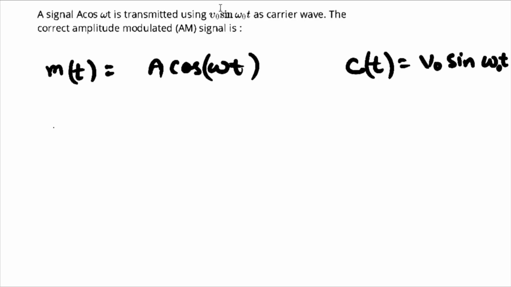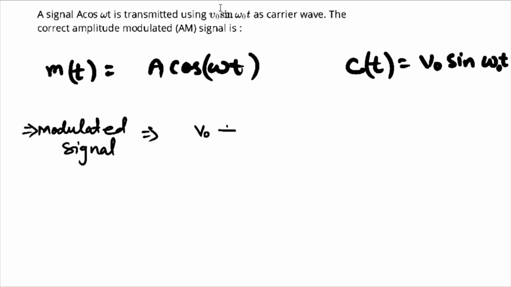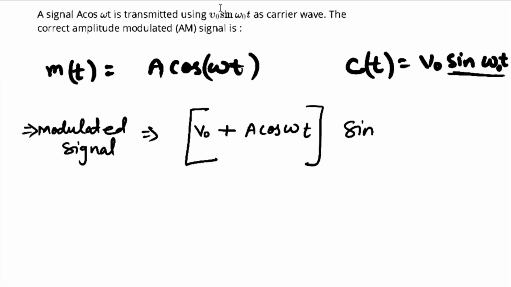So the final signal will be the modulated signal, and this modulated signal will be equal to V naught, the carrier wave, plus A cos omega t, the message signal, and in this sine omega naught t, only in the amplitude portion the message signal is added. So this will be the modulated signal.